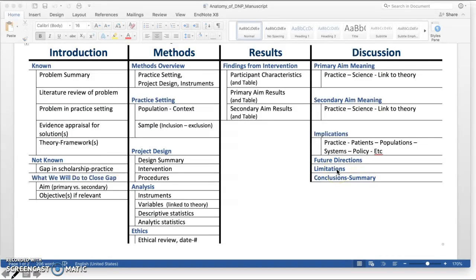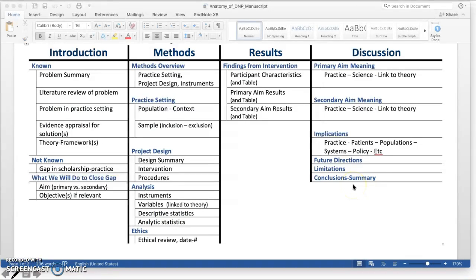You have an inclusion of the limitations, because every study, every DNP project has limitations. You don't have to be exhaustive here, but you think about what are the gaps in the methodology that I used. And finally, there's usually a one-paragraph conclusion and summary statement that wraps everything together in one succinct package, talking about how your work filled the gap that was identified and what is the meaning of your findings for the future.